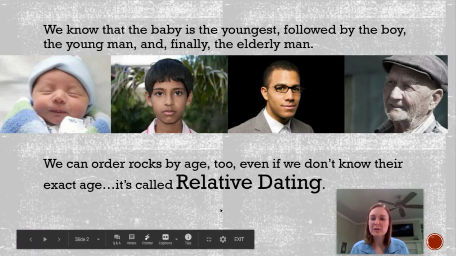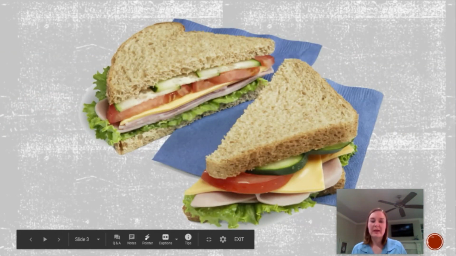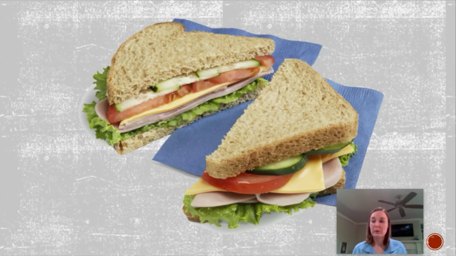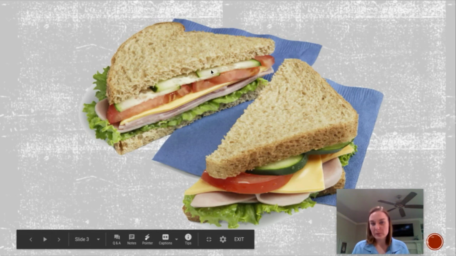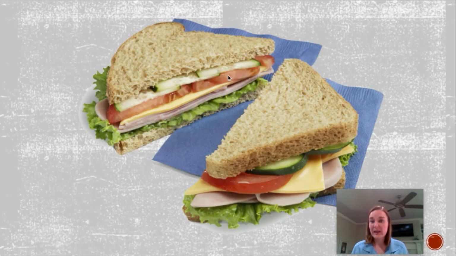Then, to continue with understanding this phenomenon in a safe way, I have my students look at either a pizza or this sandwich to help them understand how layers form. When you're making a sandwich, I can't start with the cucumbers first. If this is the sandwich that I want to make for lunch, the first thing I have to lay down is the napkin. Then I'm going to put down a piece of bread, and then the lettuce, and then the meat, and then the cheese, and so forth.